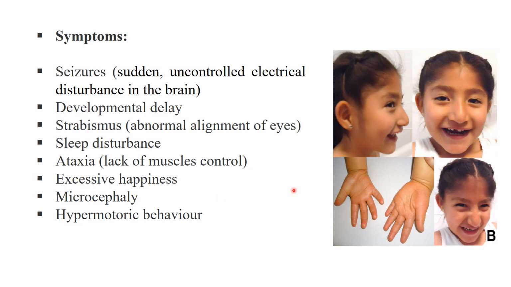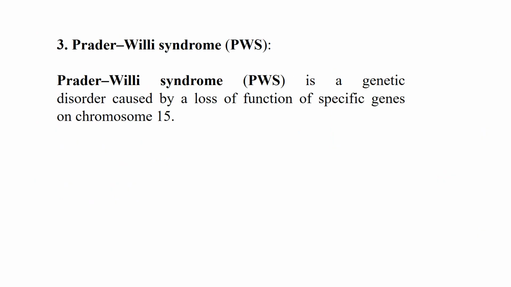The person is excessively happy, and apart from that there is microcephaly, short head, lack of muscle control, and sleep disturbance. These are the different conditions or characteristics of Angelman syndrome.